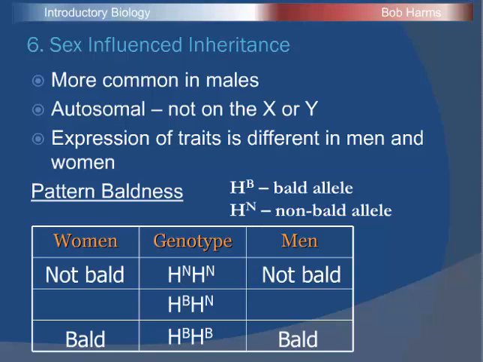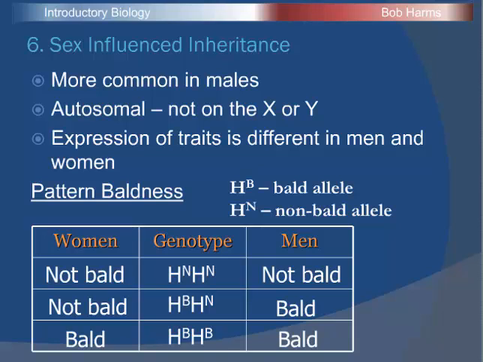Okay. The sex influence aspect comes in. What if you're heterozygous? What happens if you have one of each? In women, that HN, the non-bald allele, is dominant. And so just 1 copy of HN means no balding pattern. But in men, it's just the opposite, that HB is dominant. And having 1 copy of that balding allele is enough to have pattern baldness. And this is why it's much more common in men than in women. For men it takes 1 copy, for women it takes 2 to get that pattern baldness.